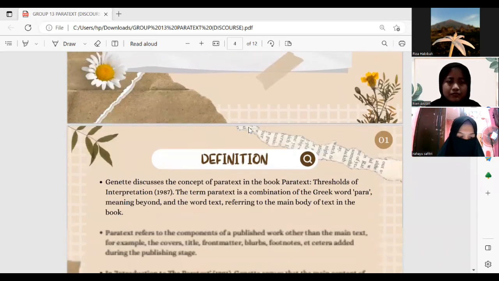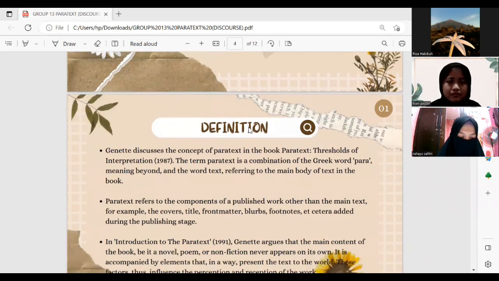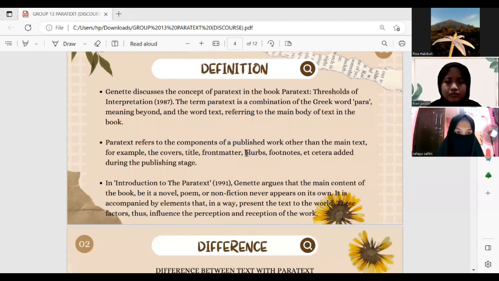Paratext in translation. Definition. Genette discussed this concept of paratext in the book Paratexts: Thresholds of Interpretation. The term paratext is a combination of the Greek word para, meaning beyond, and the word text, referring to the main body of text in the book. Paratext refers to the components of a published work other than the main text, for example, the covers, title, preface, blurb, footnotes, etc., added during the publishing stage.